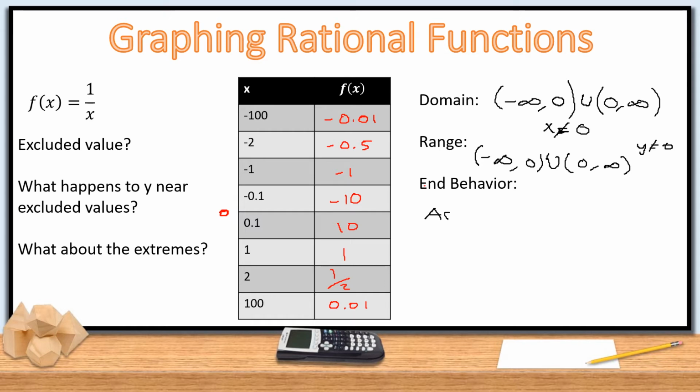End behavior: as x goes towards positive infinity, y goes towards what? Remember, quick recap, we've got down the bottom and up top. As x gets bigger, y keeps approaching 0. We saw that when x was 100. It keeps getting closer and closer to 0. It went from 1 to a half to 1/100th. So it's approaching 0. As x goes towards negative infinity, y is also approaching 0.